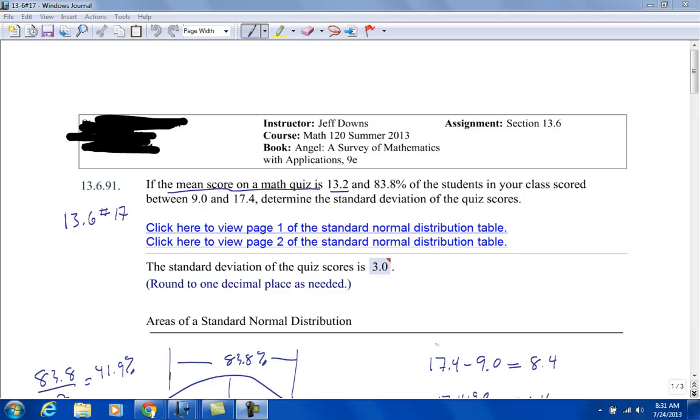Hi, I tried working this problem last night and something crashed, so it didn't save. This is my second shot at this one.